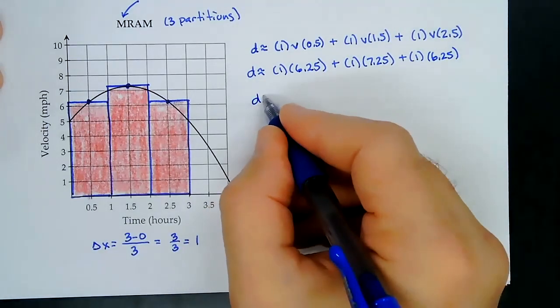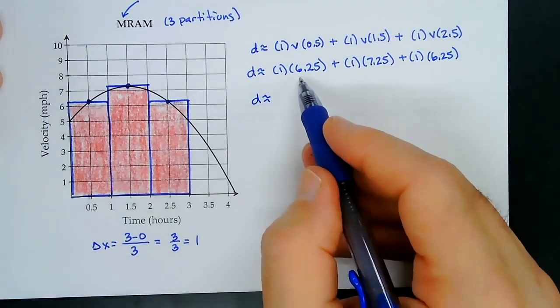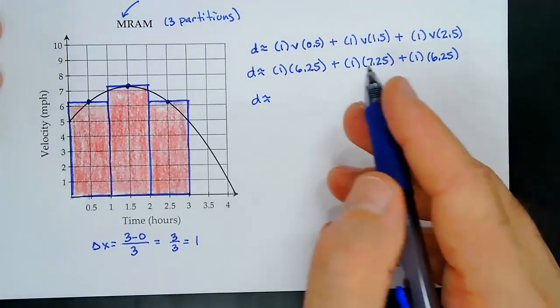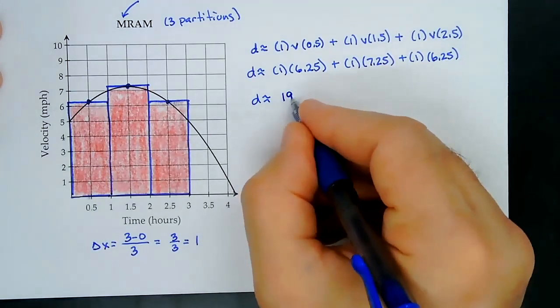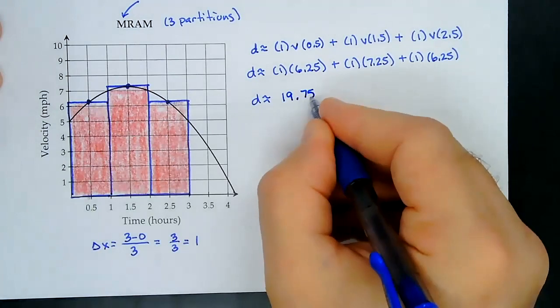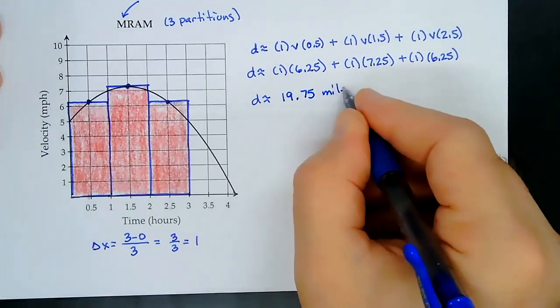And so that means if we put these in our calculator, it'd be 6.25 plus 7.25 plus 6.25, which gives us a distance of 19.75 miles.